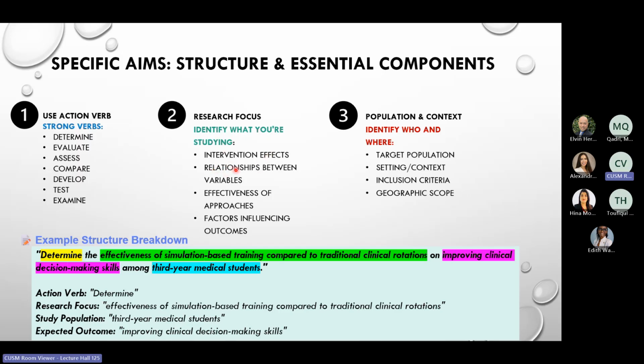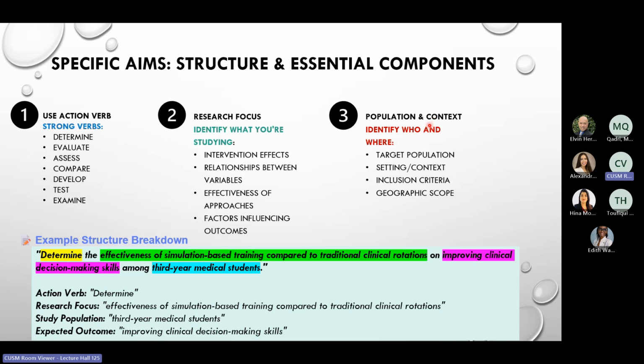There are also elements of relationships between two or several things, relationships between variables, or associations between two or more different elements. But we're looking at relationships or associations between different items. We also use specific aims to help us identify the effectiveness of different therapies, interventions, or approaches. And sometimes we identify factors or risk factors that influence particular outcomes of interest.